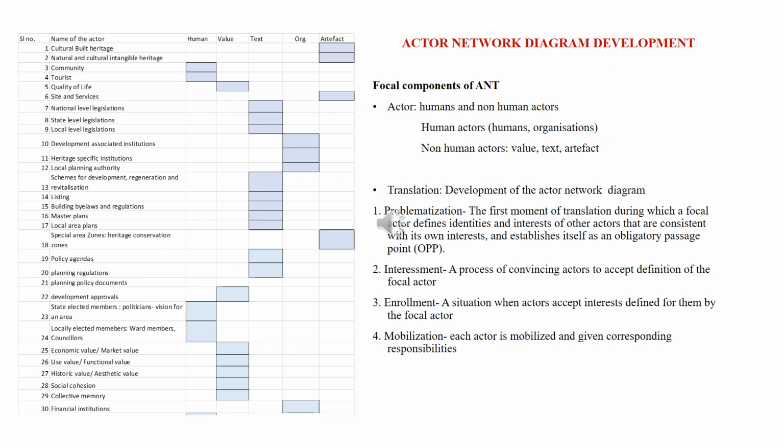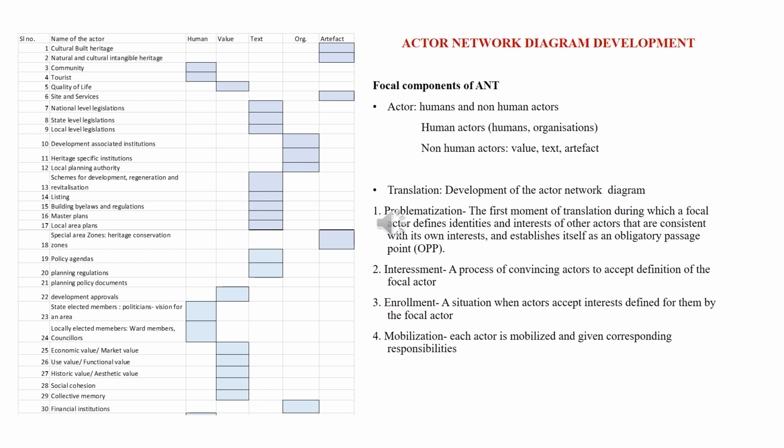The first step of formulating a framework for the inclusion of stakeholders included developing the actor network diagram for an urban heritage conservation project. The focal component of ANT was first to delineate who the actors of the network are, which included human as well as non-human actors. The human actors could be humans as well as organizations, whereas the non-human actors were considered to be values or text documents or artifacts.